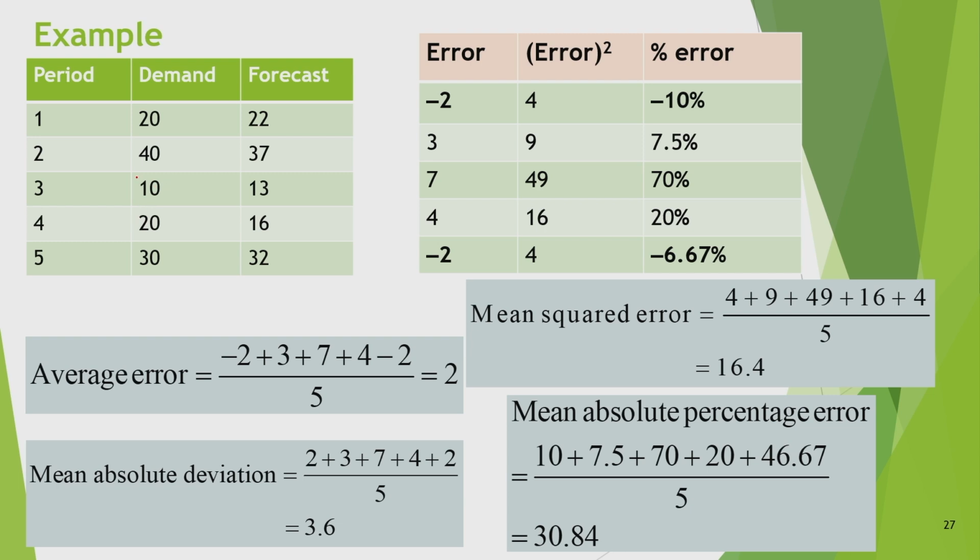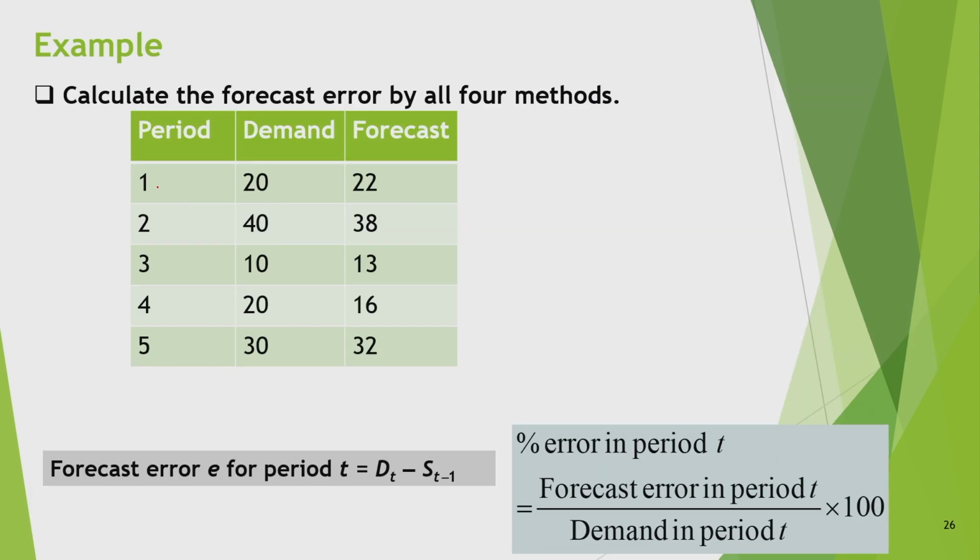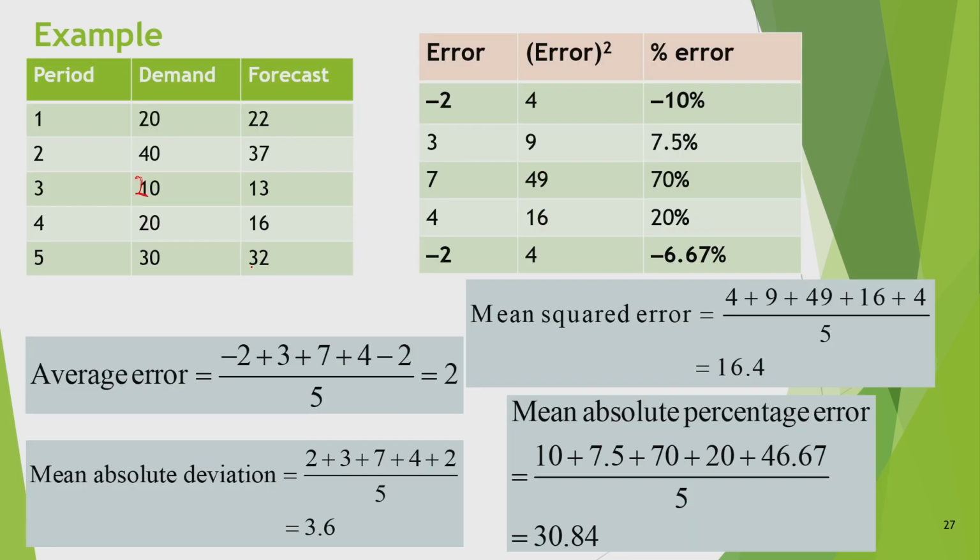It seems that here demand is also taken as 20, that is why 20 minus 13 is equal to 7. So, there is an error. Maybe this should be 20 as per this calculation. So, this is 7. So, error square is 4, 9, 49, 16. Percentage error is also calculated: minus 2 divided by actual demand 20. So, minus 10 percent.